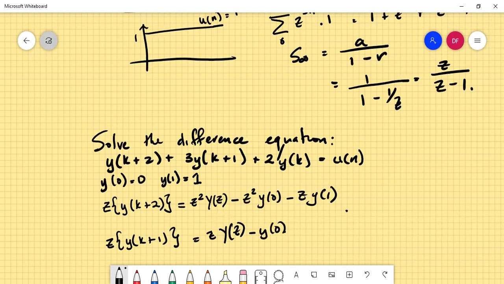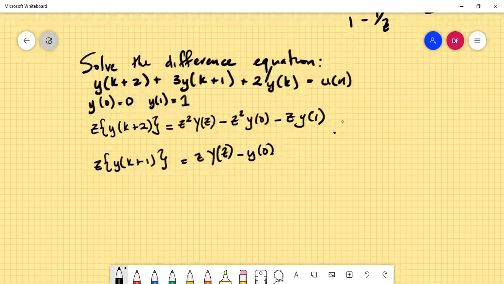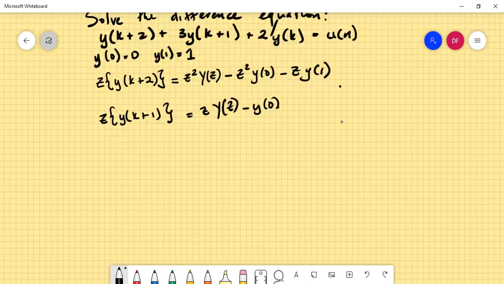All right. So what we are going to do is use these results and take the Z transform of the two sides of the equation. Just like the Laplace transform, we're going to take the Z transform of both sides.